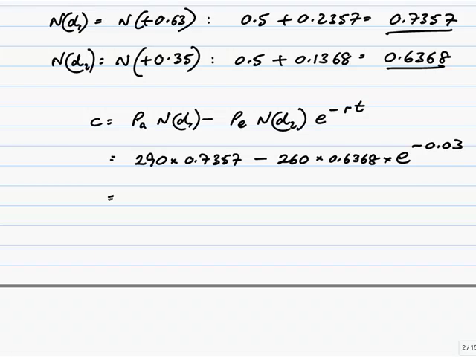Well, the first bit of that, of course, is easy. 290 times 0.7357 is 213, and at this stage do things to the nearest cent. There's no problem, a bit of rounding, unless of course you were told to do different. The second bit, though, there is the one extra complication, making sure that you're able to calculate e to the minus 0.03.